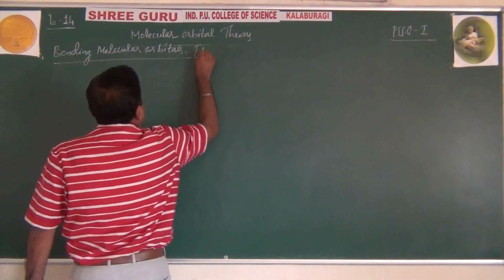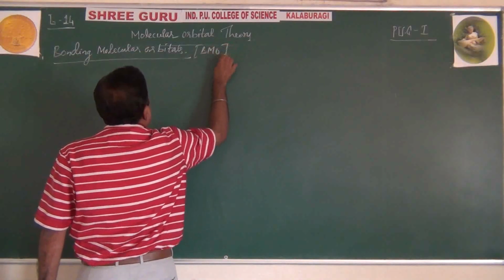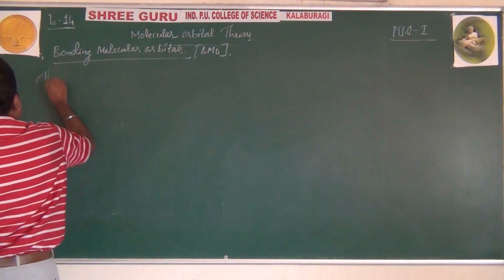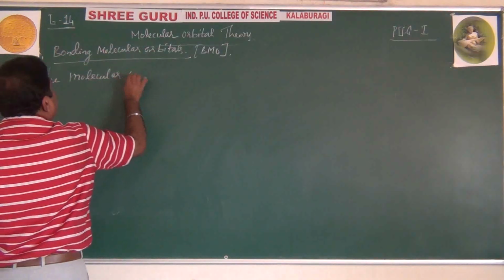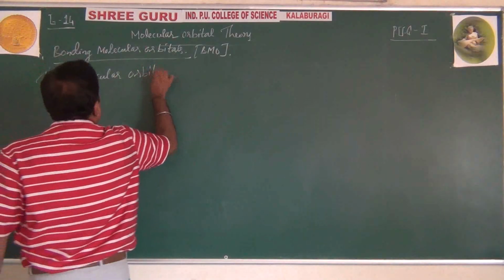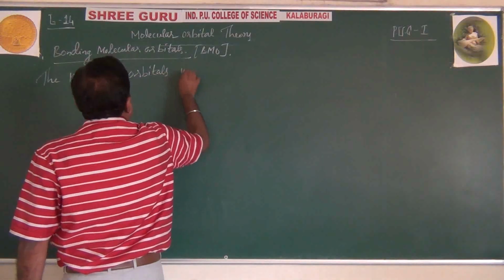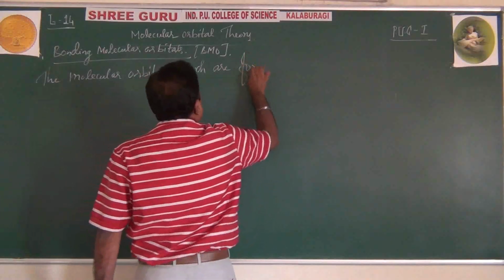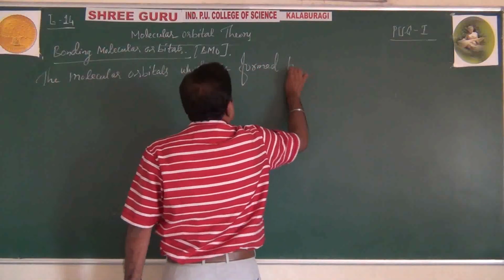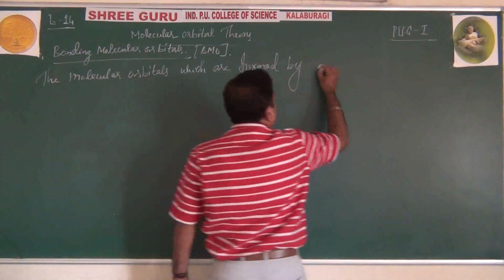Students. Okay, which is just in short form BMO. The molecular orbitals, definition: the molecular orbitals which are formed by addition overlap.